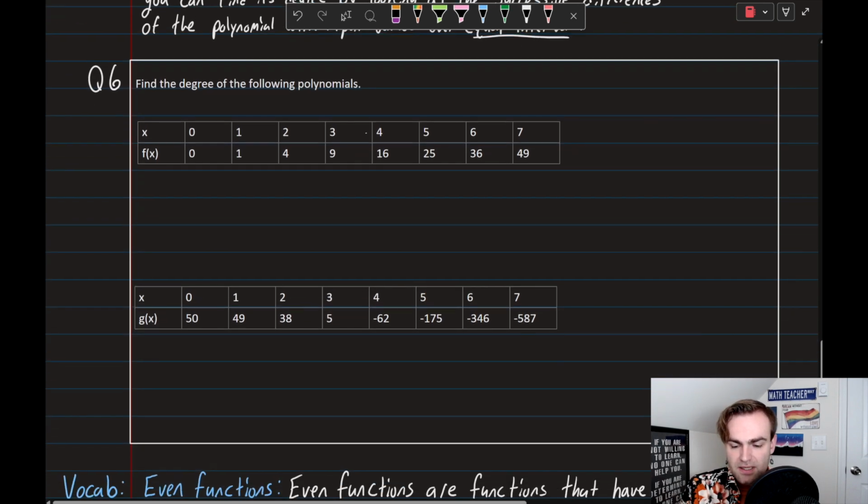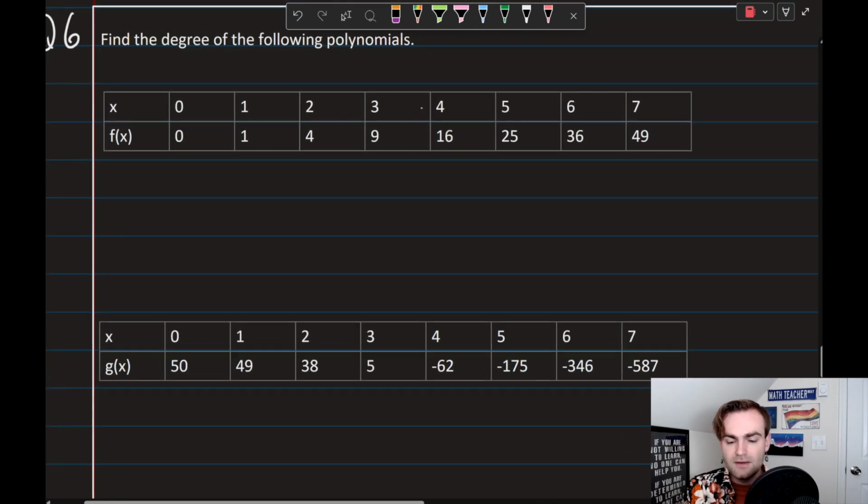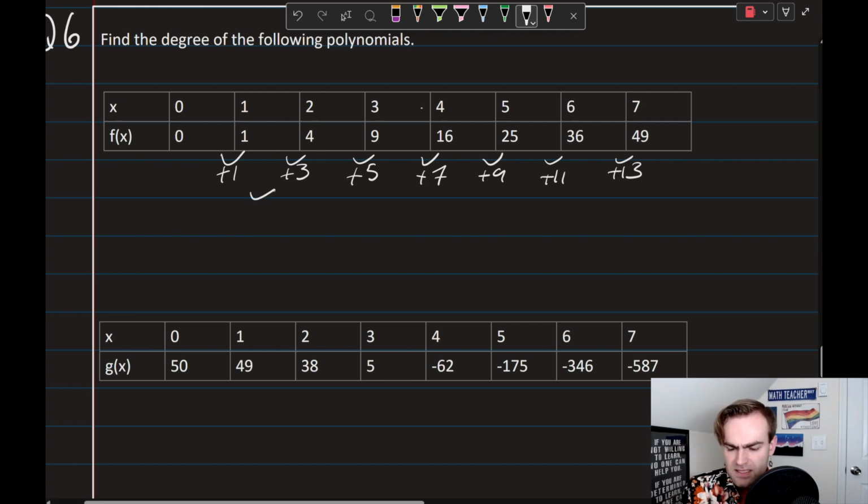So if we want to find the degree, we're going to find the difference between all of these f of x values. So here, we're going up by 1, up by 3, up by 5, up by 7, up by 9, up by 11, up by 13. So those are not increasing by the same amount. Let's look at how these increases are increasing. That's plus 2. That's plus 2. That's plus 2. So on and so forth. You notice all of those are the same.